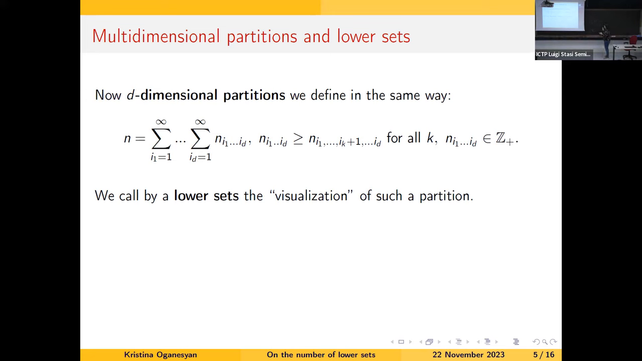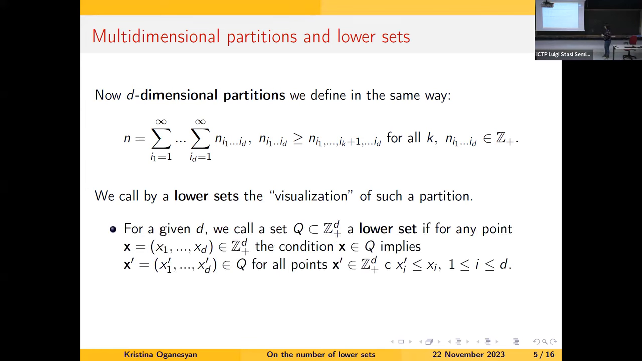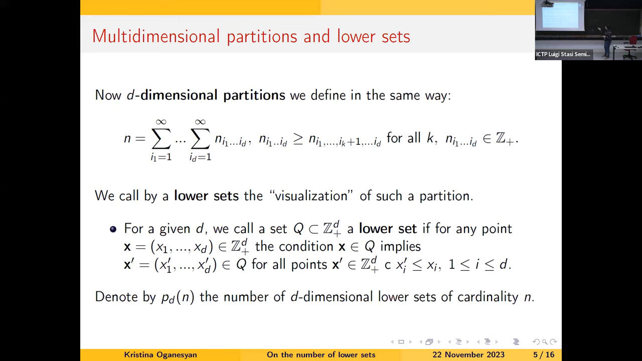So I mean, it's difficult to understand for high values of d, but you can think like you can draw these coordinate hyperplanes, and then every unit cube you have in your set is either touching another one in each direction or touching the wall that the hyperplane is. Okay, so that's the concept, and yeah, so now d has the right to stay here because it's the dimension of these lower sets. Okay, so d-dimensional lower sets correspond to (d minus one)-dimensional partitions. Okay, we are interested in this number.